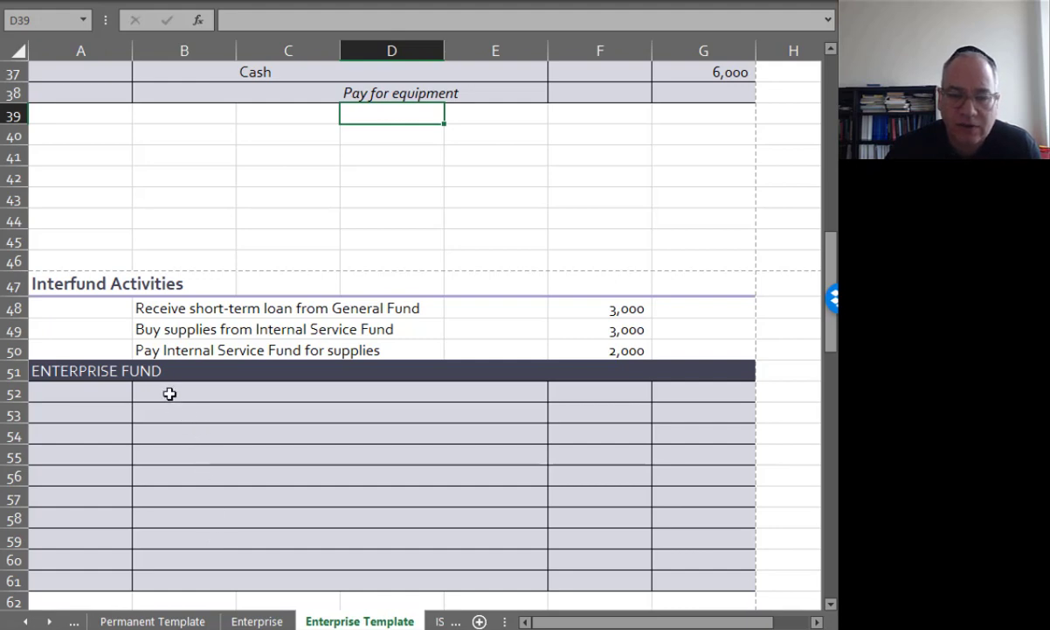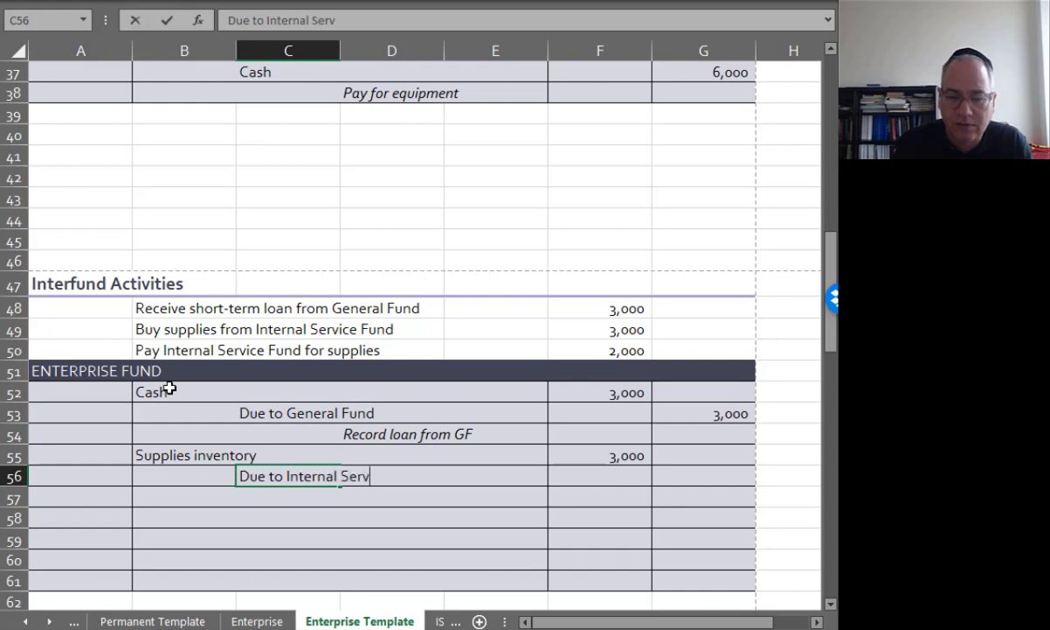And pay the internal service fund for the supplies. So let's receive that short-term loan. I'll debit cash for $3,000. Credit due to general fund, $3,000. Then I got my supplies inventory, so I'm going to debit supplies inventory for the amount of supplies that I received. And the credit would go to due to internal service fund, $3,000.